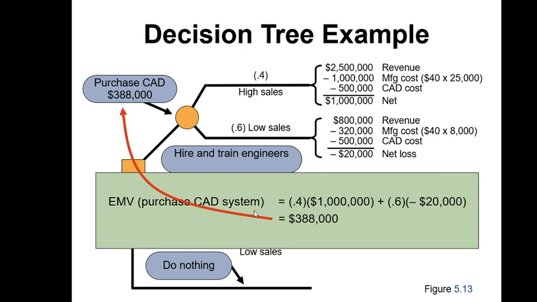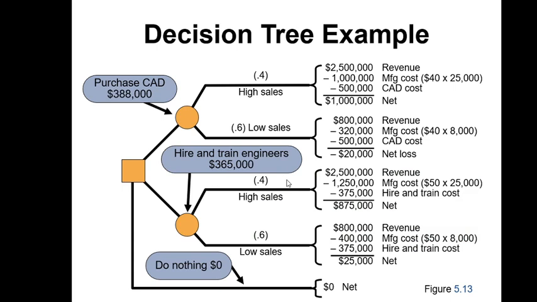388,000. Now we will do the same for the second option, which is to make, which is hire and train engineers. We will do the same exactly. Here revenue, our revenue will be again $100 multiplied by 25,000 units in high sales. We are calculating for the high sales now, but we have to subtract the cost.